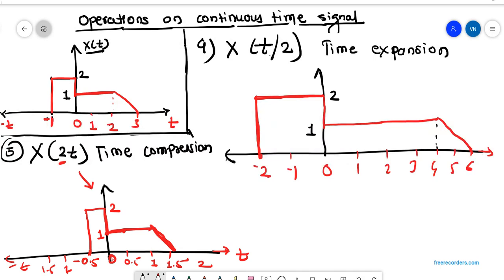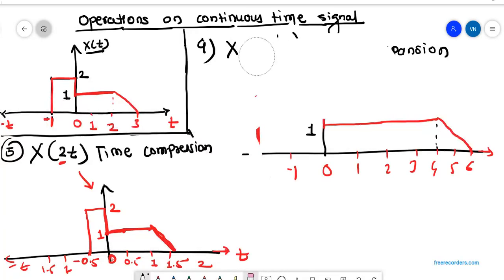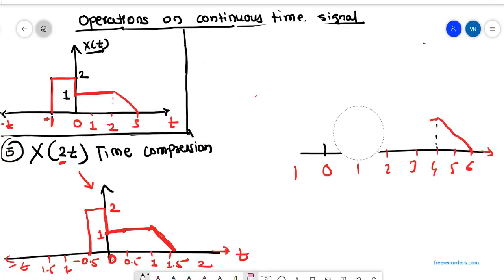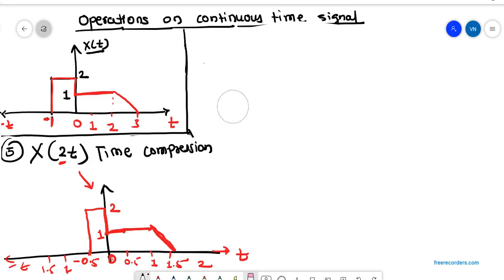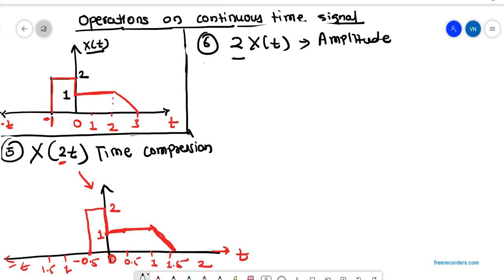We have done the time compression. Next example that we are going to take: like time compression, you can also do amplitude expansion and amplitude compression. Suppose I take 2 into x of t. So what is the meaning of this? The meaning of this is nothing but we are multiplying by something. Whenever we multiply by any integer, it is called amplitude expansion.